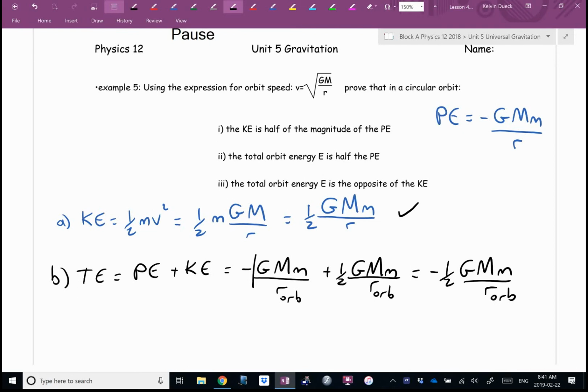Oh, and then part 3, which for some reason I'm using letters for, but okay, says, prove the total energy is the opposite of the kinetic energy. I think we have. This is positive 1/2 big G, big M, little m over R orb. This is negative 1/2 big G, big M, little m over R orb. So, prove it. We kind of did.